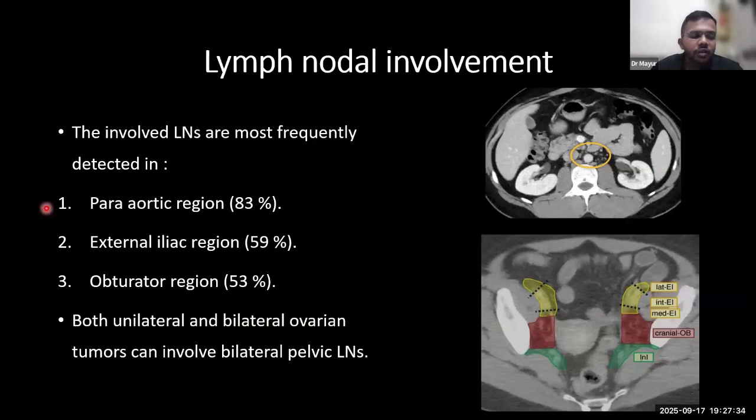Most commonly involved lymph nodes are the para-aortic group of lymph nodes, the external iliac group of lymph nodes, and third being the obturator group of lymph nodes. These are the sites where we can find para-aortic, external iliac, obturator, and internal iliac lymphadenopathy. Both unilateral and bilateral ovarian neoplasms can involve bilateral pelvic lymph nodes.